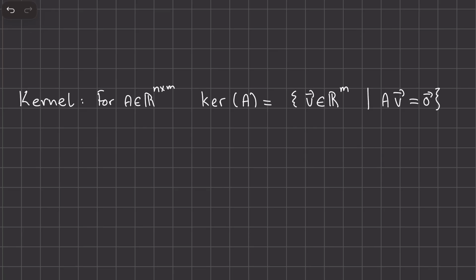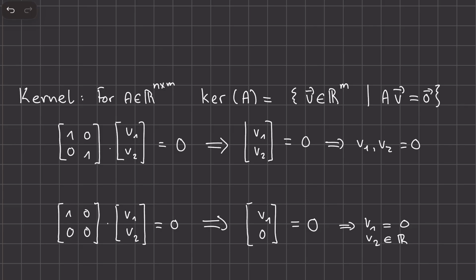So formally, for a matrix A with n rows and m columns, so with a domain Rm and a codomain Rn, the kernel is described as every vector in our domain, so our input space, that when applying this operation A, so matrix multiplication with our input vector, we land in our output space, so our codomain, in the 0 vector. Now here I have two examples.